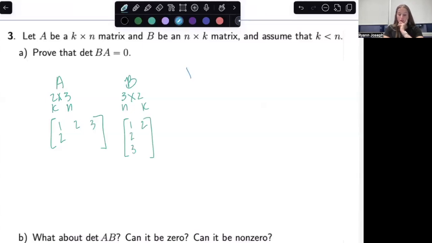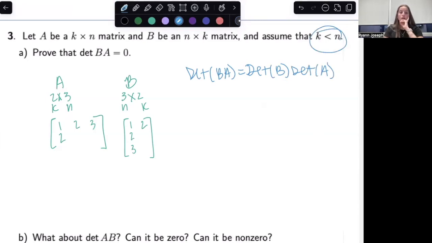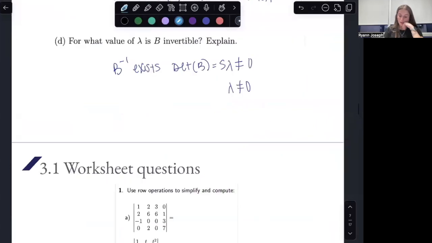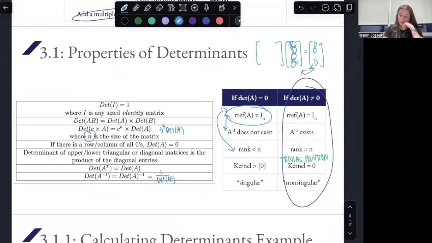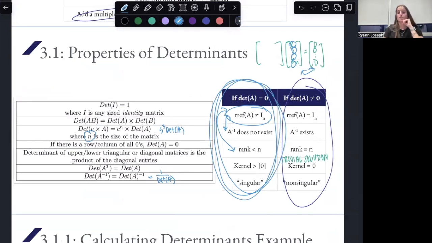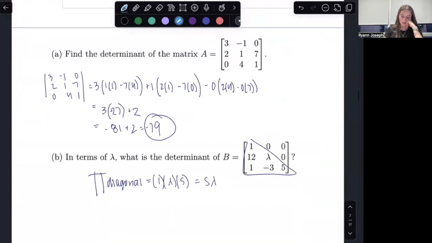And again, we can't use anything about this property because B and A are not square, which they made sure we knew that because N must be greater than K. So we can think about the fact that what does it mean for the determinant of something to be equal to 0? Going back, determinant being equal to 0 tells us all of these things about a matrix. It tells us that, especially, it has a non-zero null space. It has a kernel, and it has a less than n rank.